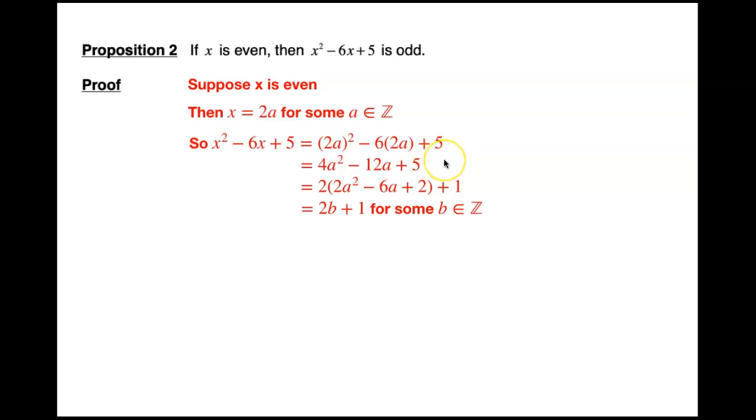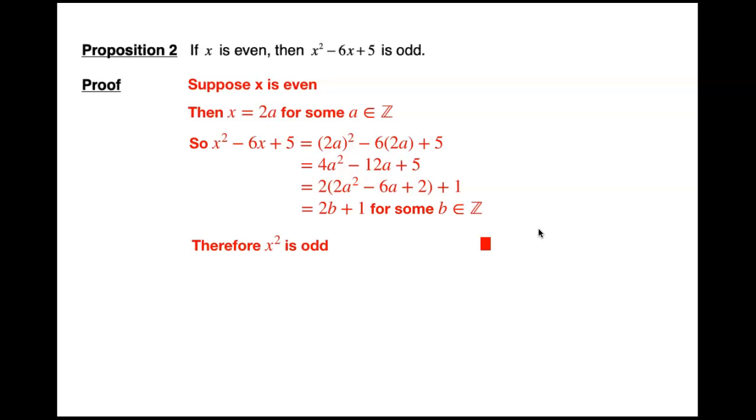And here again, I need to match the definition of an odd number because that's what I'm trying to prove. It's equal to 2 times (2a squared minus 6a plus 2) plus 1. The only difficulty in this last step is this plus 2 here. We're taking the 5 and we're making it 2 times 2 plus 1. So in the end, yes, it's equal to 2b plus 1 for some integer b, and therefore we've reached the conclusion x squared is odd.